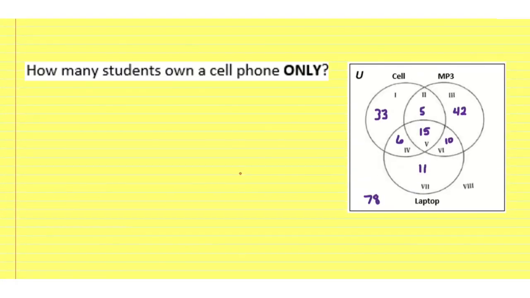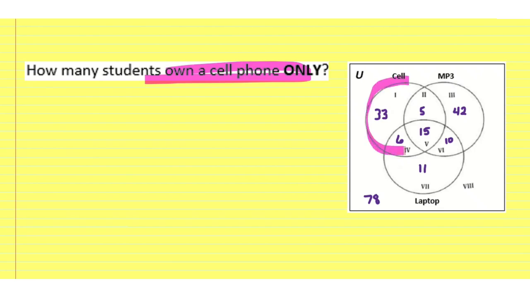Okay, let's keep going. What else do they want to know? They want to know how many students own a cell phone only. So they want to know cell phone only. Okay, so this is the cell phone circle. But we have to remember that all these that are in the overlap areas would include a secondary device. So the students who own a cell phone only is just going to be the 33. So 33 students only on a cell phone and no other devices.